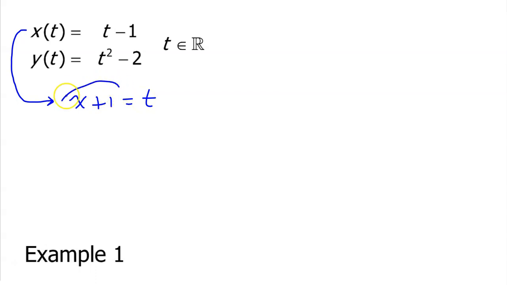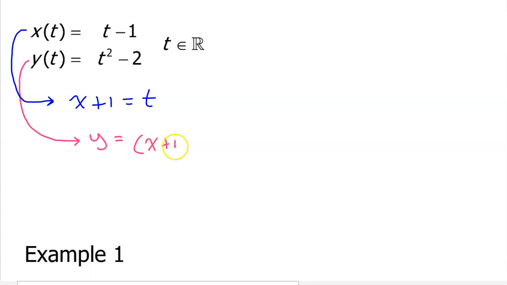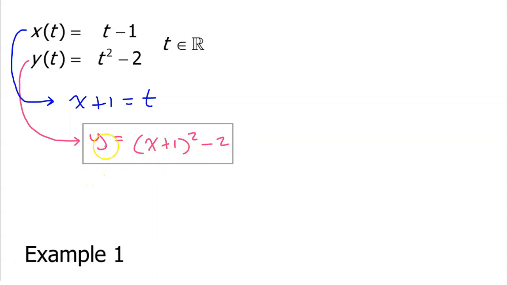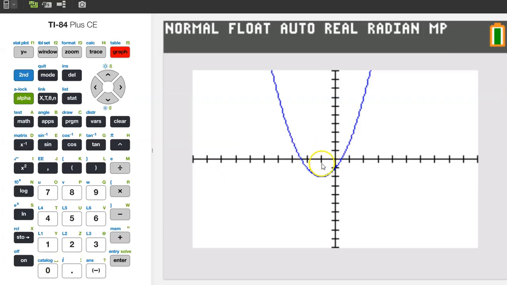Now let's substitute this expression into the other variable equation. So y equals t squared minus 2 becomes y equals (x plus 1) squared minus 2. And that's it. This is a rectangular equation relating x and y. In fact, we can easily identify this as the equation of a parabola where the parent function y equals x squared has been shifted 1 unit to the left and 2 units down, which is exactly what we saw on the graphing calculator.